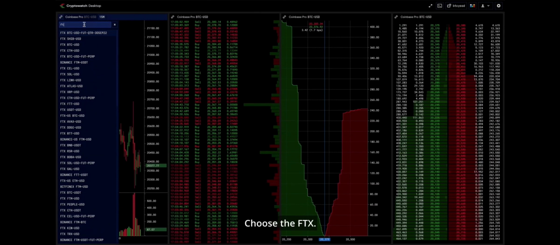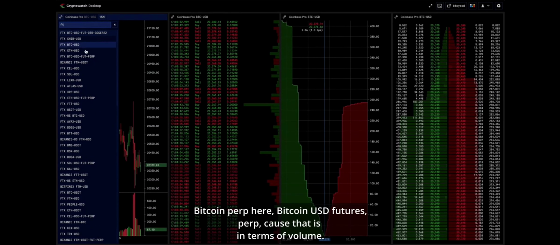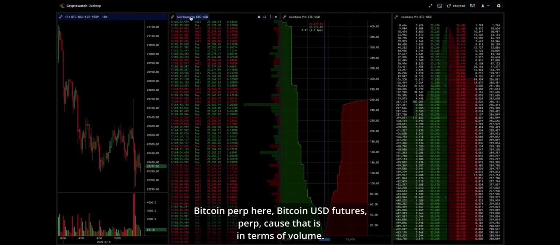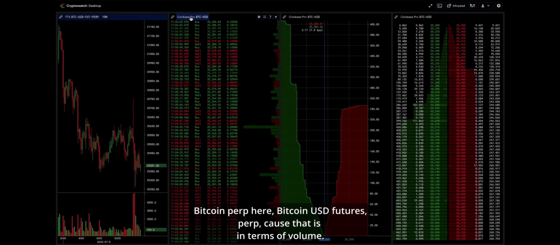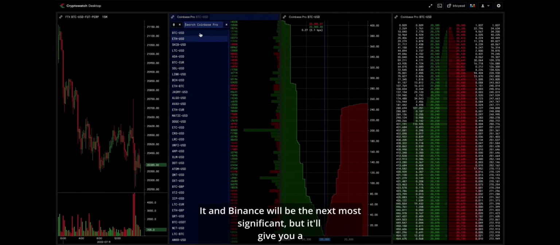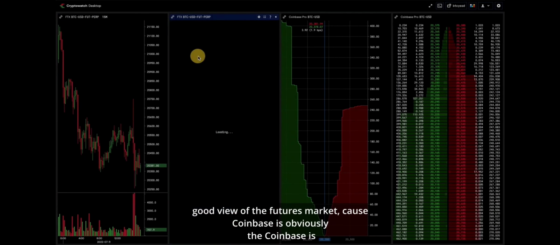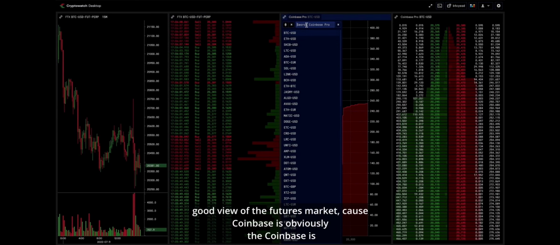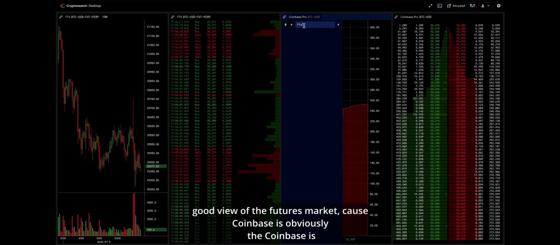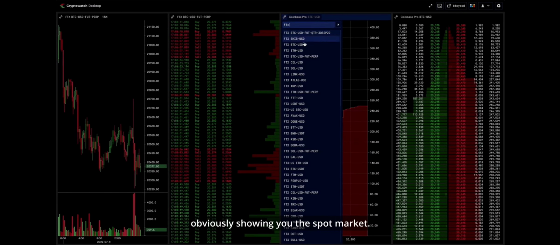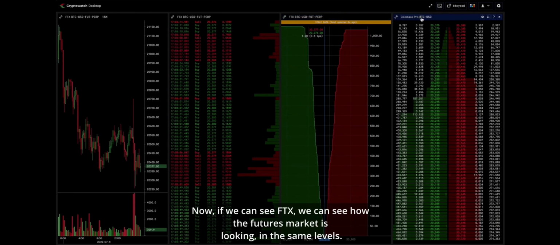Choose the FTX Bitcoin Perp here, Bitcoin USD Futures Perp. Because in terms of volume, it and Binance will be the next most significant, and it'll give you a good view of the futures market, because Coinbase is obviously showing you the spot market.